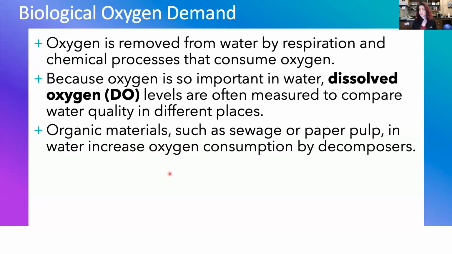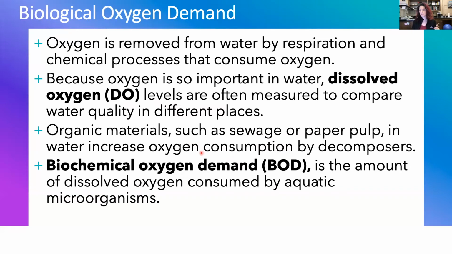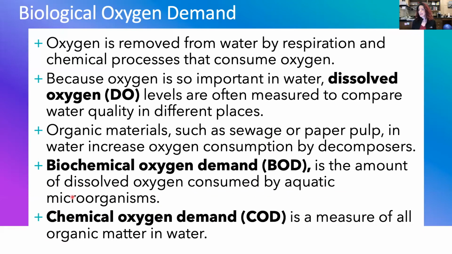Organic materials like sewage or paper pulp in water increase oxygen consumption because they stimulate decomposition. So those biological animals that will decompose sewage or paper, they draw down that dissolved oxygen. They scavenge it up because they are actively breaking down sewage and paper pulp that's being delivered to that water body. And so biochemical oxygen demand is the amount of dissolved oxygen consumed by those aquatic organisms. They're oftentimes aquatic microorganisms. And then you have the chemical oxygen demand, the COD, which is a measure of all organic matter in the water.